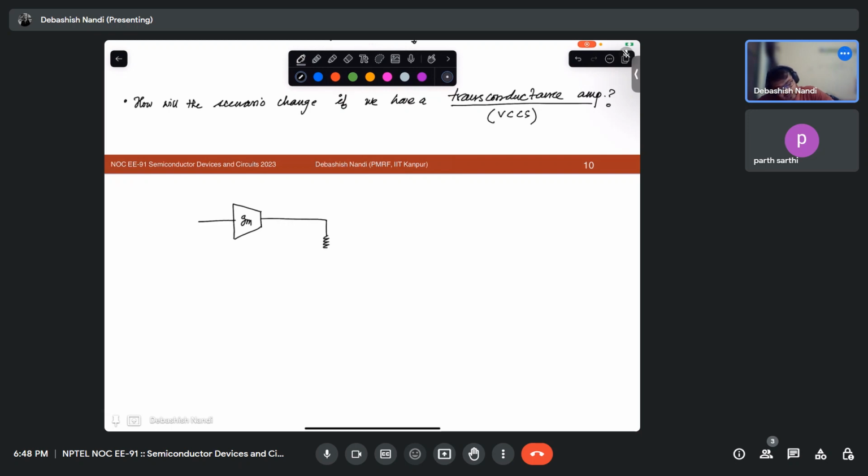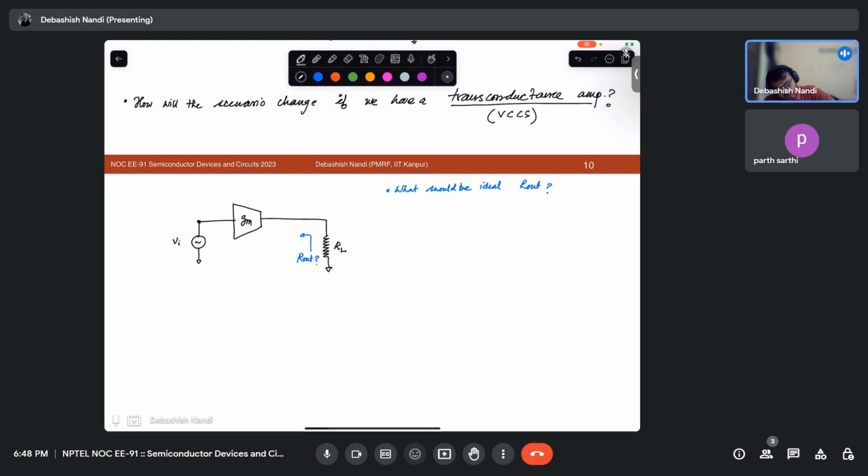And let's say you have a load here, RL. So in this case, what is preferred? What about output impedance? What should be the ideal R out? Any idea? We can think like that. This is a current source, so it will be in parallel. So the opposite will happen.